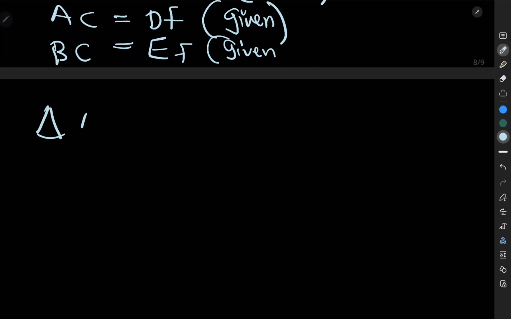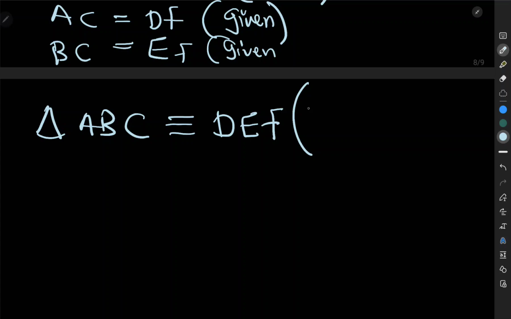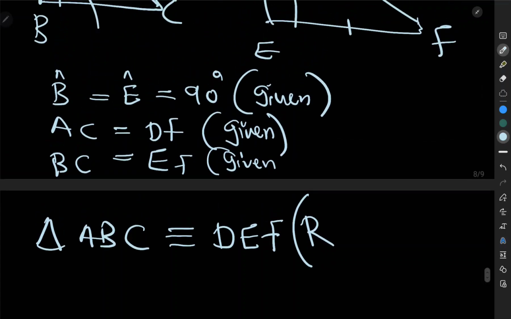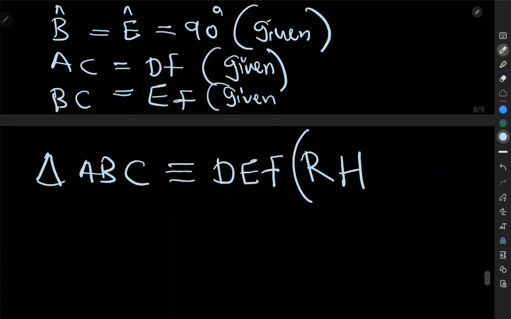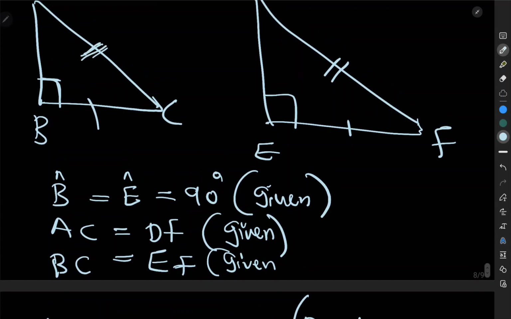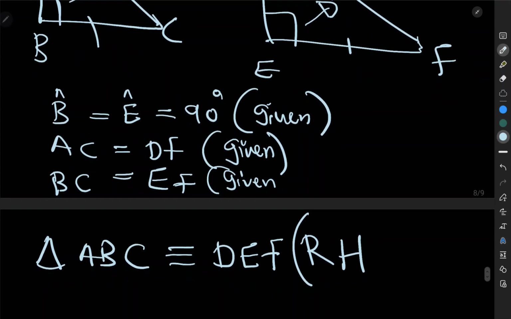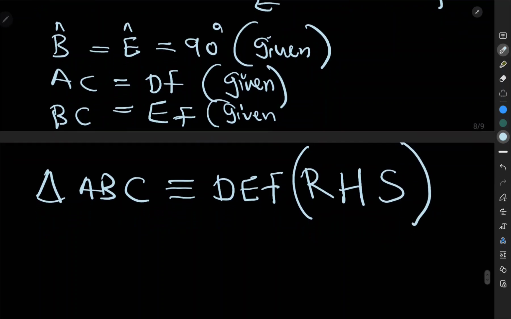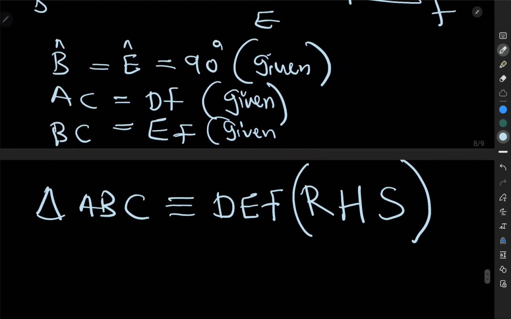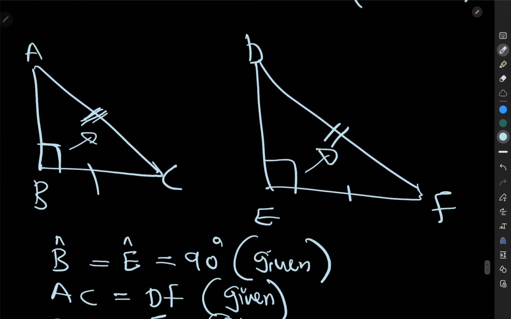So triangle ABC is congruent to triangle DEF. And your reason for that is we have a right angle, which is the 90 degrees. We have the hypotenuse, which is the side opposite to the 90 degrees. The hypotenuse is always the one that's opposite to the 90 degrees. And we have a side that is equal. Then we can say that these two triangles are congruent.